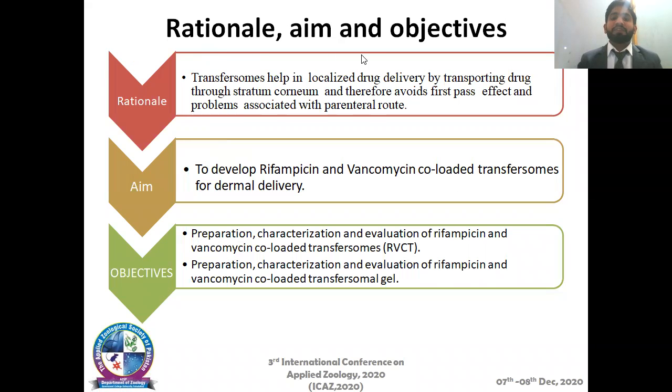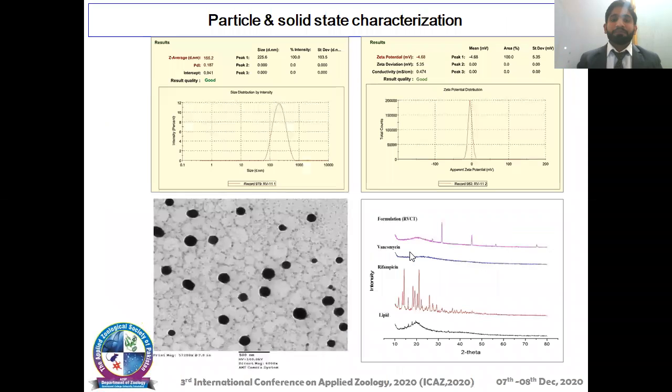Then comes the rationale of the study. The rationale of my study is the avoidance of first pass effect and problems associated with the parenteral route by providing a localized drug delivery system by transporting the drug to the stratum corneum. The aim of the study was to develop rifampicin and vancomycin co-loaded transferosomes for dermal delivery, and the objectives were preparation, characterization, and evaluation of rifampicin and vancomycin co-loaded transferosomes (RVCT) as well as transferosomal gel (RVCT gel).